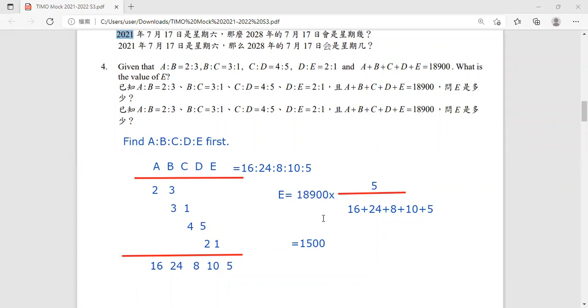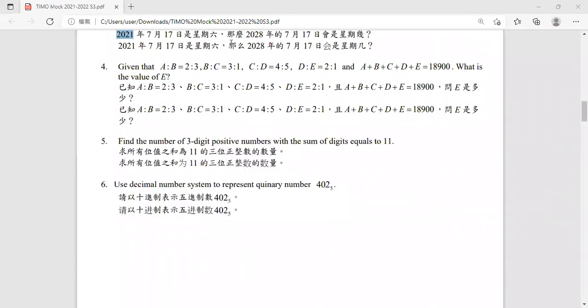Okay. Any questions? Any questions? I think this is some basic math. Which one? Question 2. You mean question 2?